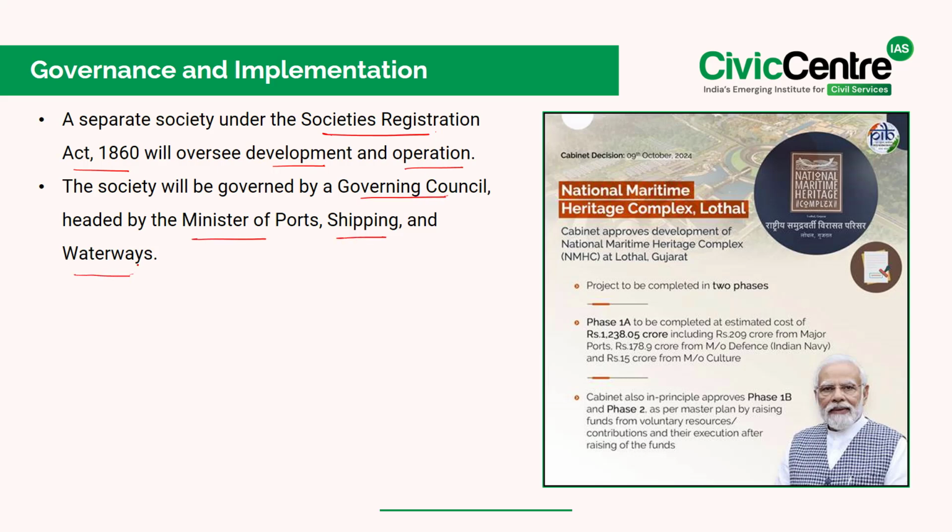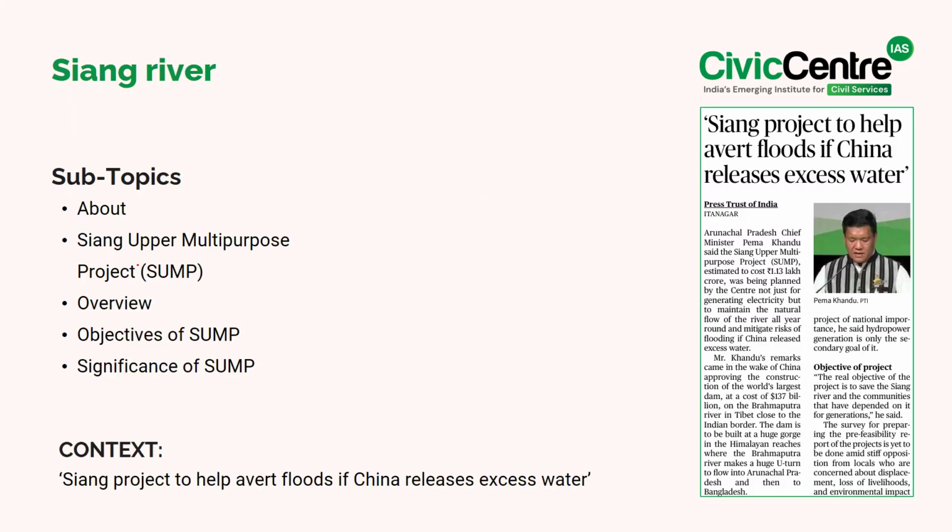The next article says that the Arunachal Pradesh Chief Minister Pema Khandu said the Siang upper multipurpose project, estimated cost 1.13 lakh crore rupees, was being planned by the Centre not just for generating electricity but to maintain the natural flow of the river all year round and mitigate the risks of flooding if China released excess water. In this context, we'll talk about the Siang River and also about the project.